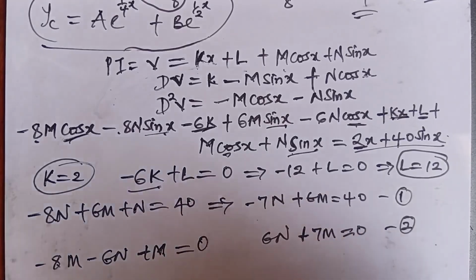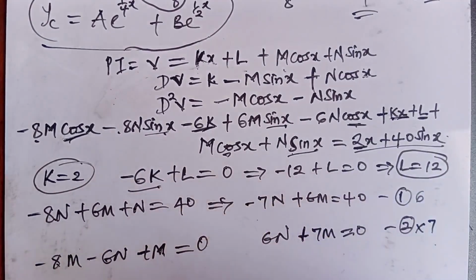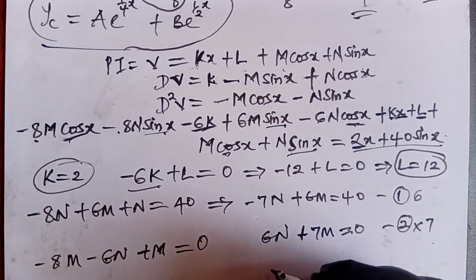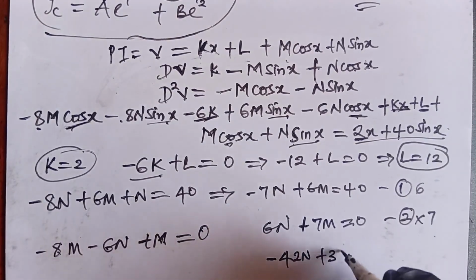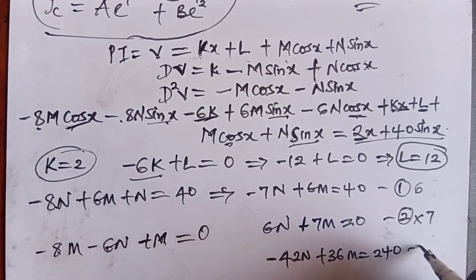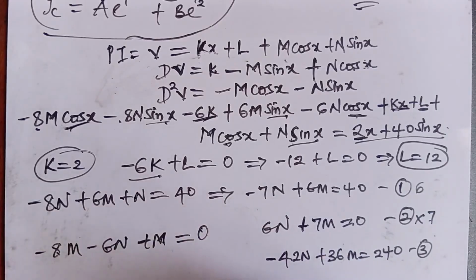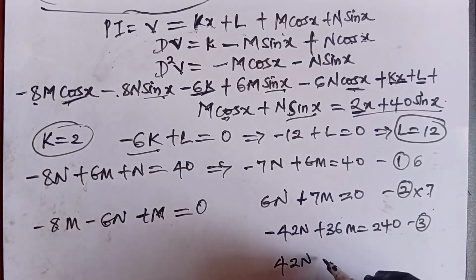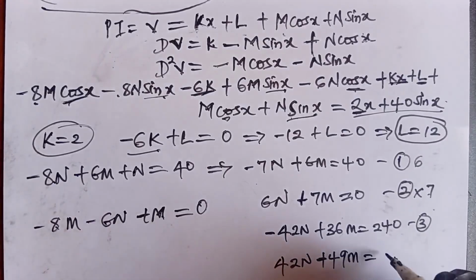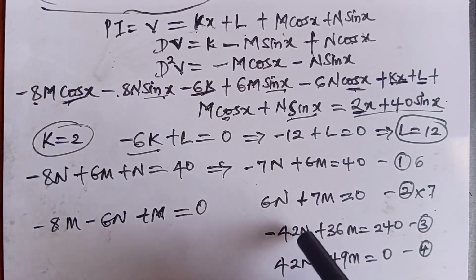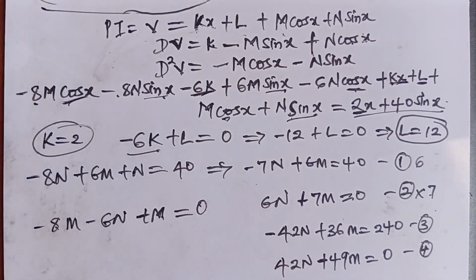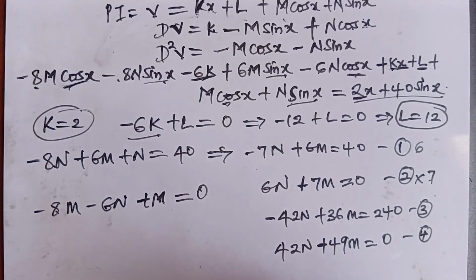You get it? So let's solve equations 1 and 2 to determine the values of m and n. Let's multiply equation 1 by 6 and equation 2 by 7. Times 6, this gives me minus 42n plus 36m equals 240. Equation 3. Times 7, 42n plus 49m equals 0. Equation 4. I can easily eliminate n by adding equations 3 and 4. If I add this together, it turns 0. 36 plus 49 is 85. So I have 85m.